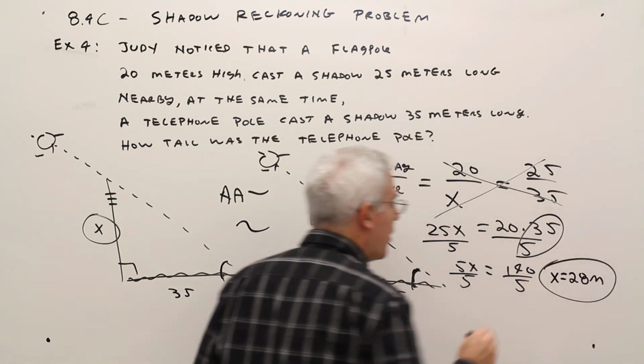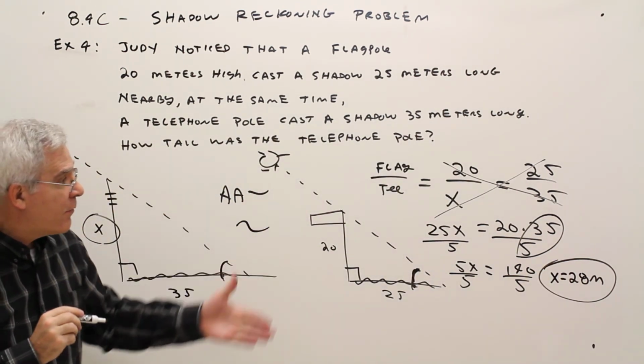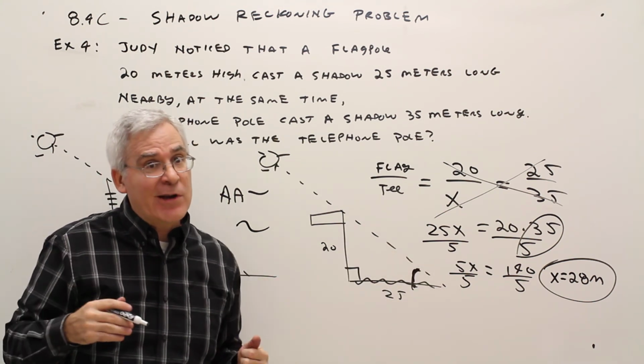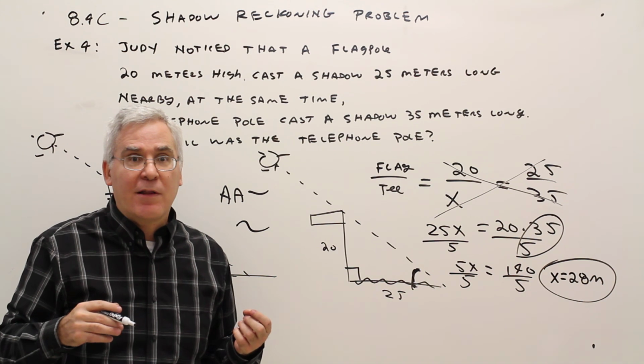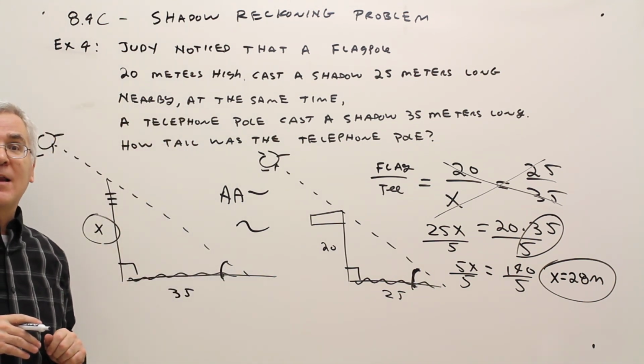meters. And again, x is the answer to your question. So we're done. The telephone pole is 28 meters high. That's a very tall telephone pole, but we'll just pretend like it exists. So there you have it. How to do a shadow reckoning problem.